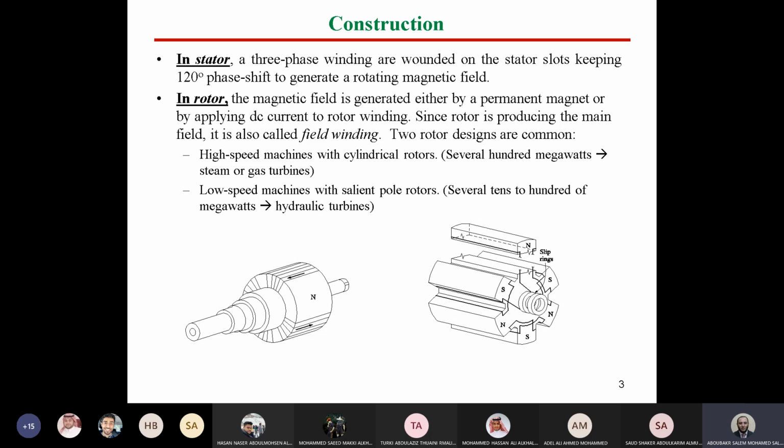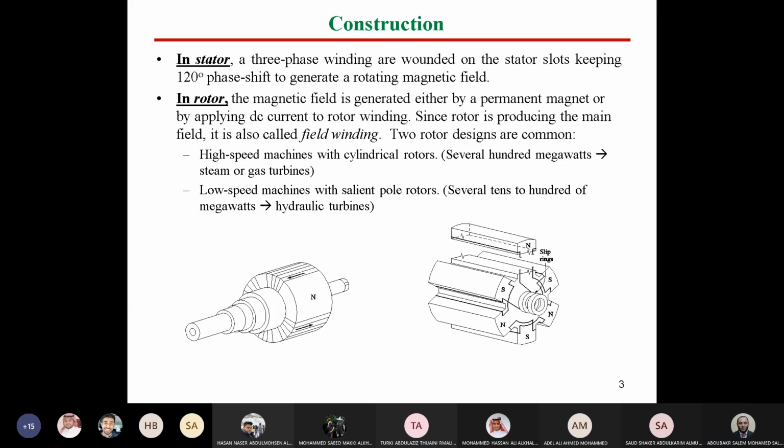So the same machine can work as a motor or generator. It depends on the power flow direction. So the same machine can be operated as a motor for certain conditions if the electrical power is the input, and it also can operate as a generator if the mechanical power is the input of the machine.